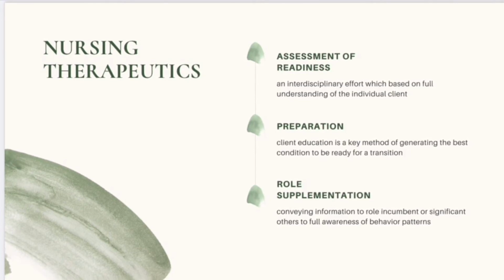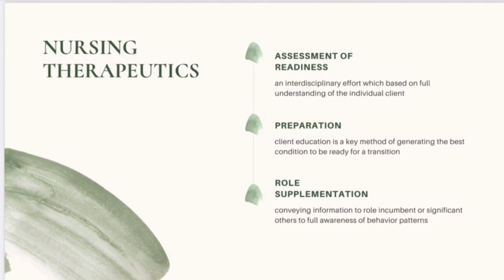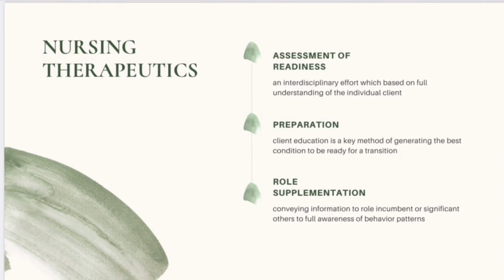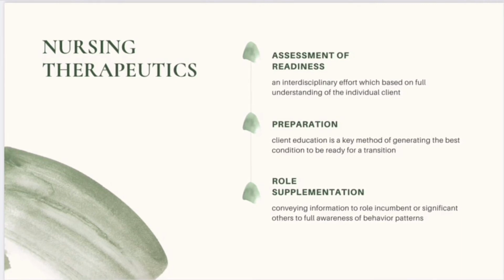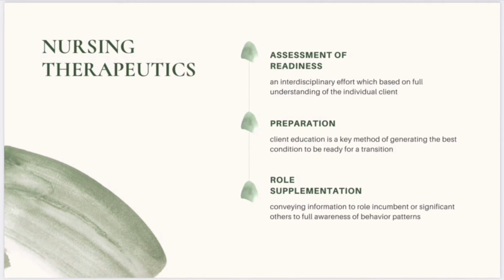The third measure is role supplementation, which involves conveying information to the role incumbent or significant others to full awareness of behavior patterns. This was proposed by Meleis in 1975, but no further developments were made to the concept in the middle range theory of transitions.